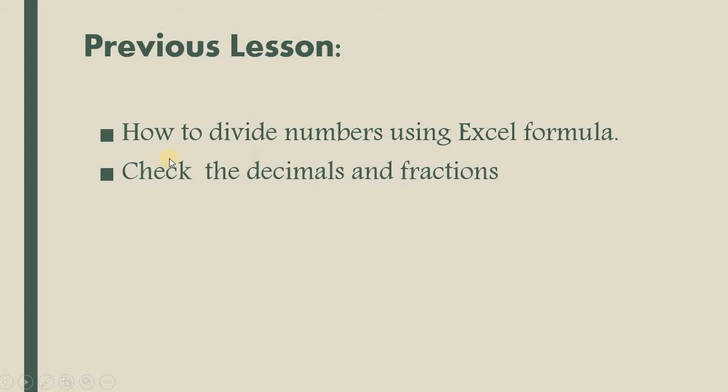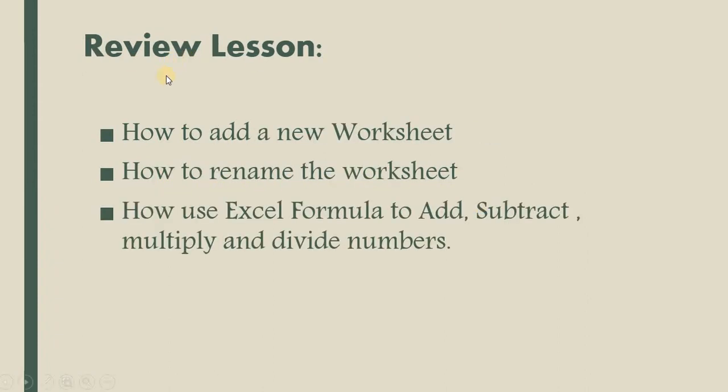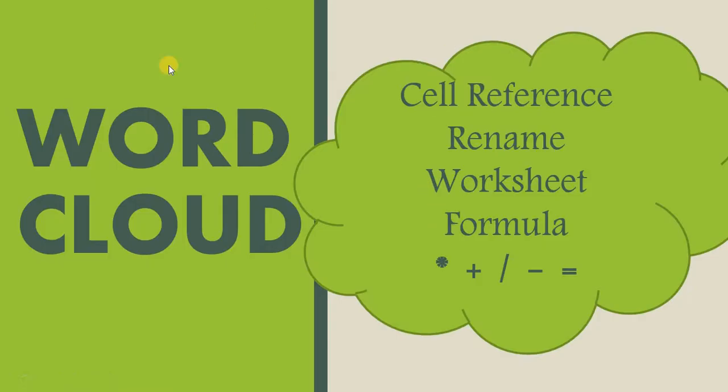In your previous lesson, you saw how to divide numbers using Excel formula and you checked the decimals and fractions. Today's lesson is going to be a review lesson of all the topics that you've learned so far in Excel. That is, you learned how to add a new worksheet, you learned how to rename the worksheet, and you used the Excel formulas to add, subtract, multiply, and divide numbers. In this entire lesson, these were the words that you learned: cell reference, rename, worksheet, and formulas.